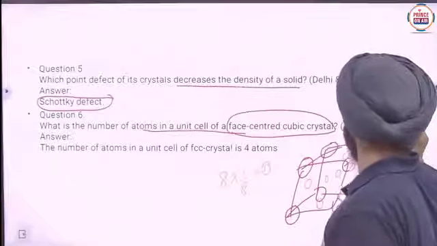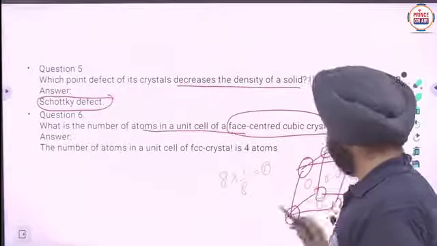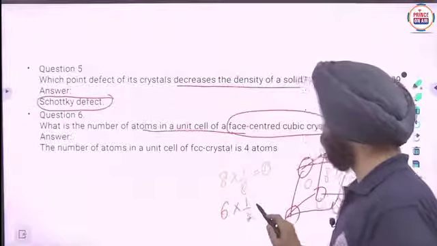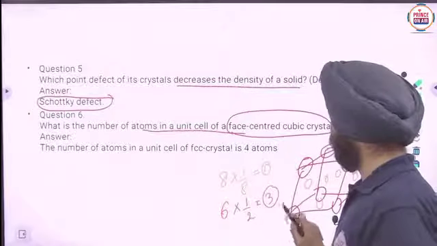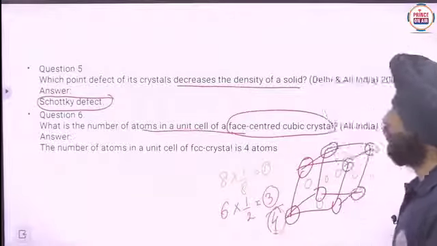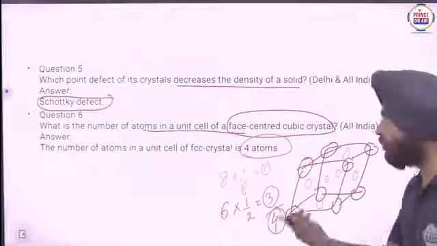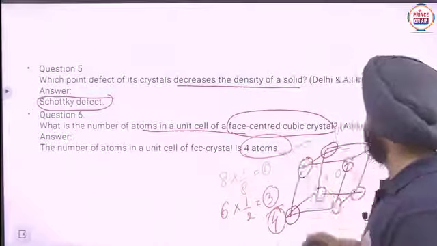And what about the faces? There are 6, and their contribution is 1 by 2. So it will come out to be 3. So the total will come out to be 4 here. So the total contributed atoms will be 4. Okay.